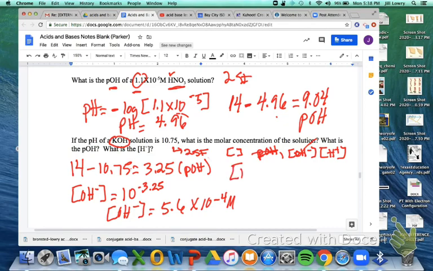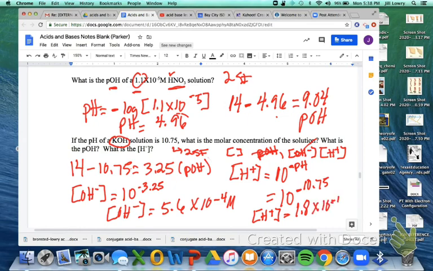And then my last thing is I need my hydrogen or hydronium concentration. That's going to be 10 raised to the negative pH, so 10 to the negative 10.75. I'm going to get a hydrogen ion concentration of 1.8 times 10 to the negative 11th molar. Then you ask, was this a basic or an acidic solution? Remember, always go to your pH. That's what we're used to working with. So this was a basic solution.